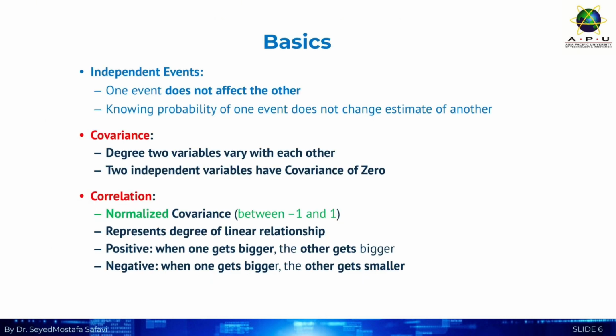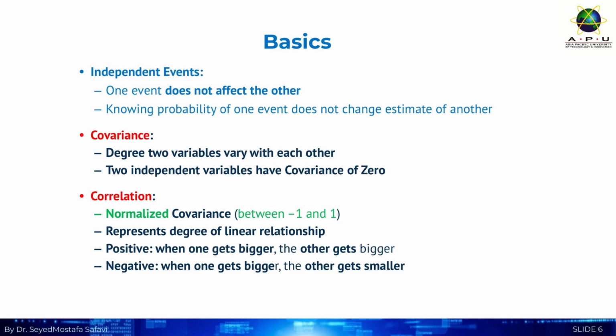Time for a quick statistics pit stop. We need to understand how variables interact. Independent events. Think of flipping a coin. The first flip does not affect the second flip. They are completely separate. Covariance. This measures how much 2 variables change together. If the more you study, the higher your grade, that's positive covariance. If they don't change together at all, the covariance is 0, which means they are independent.